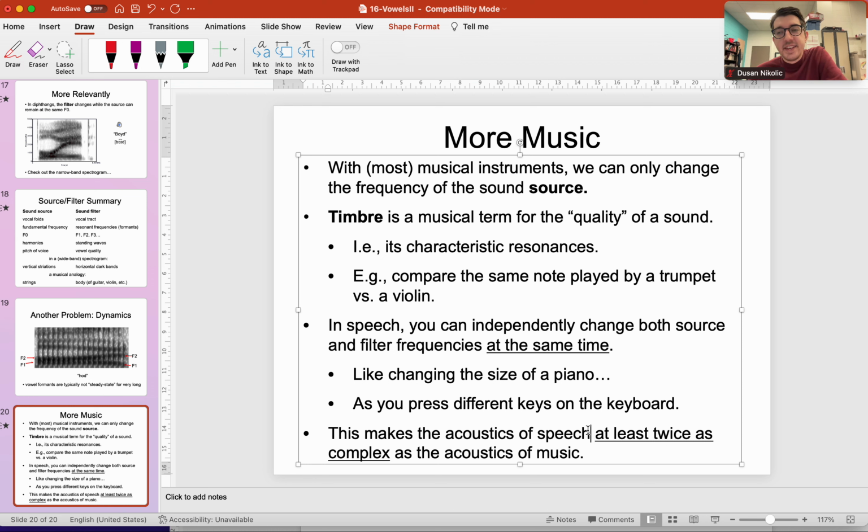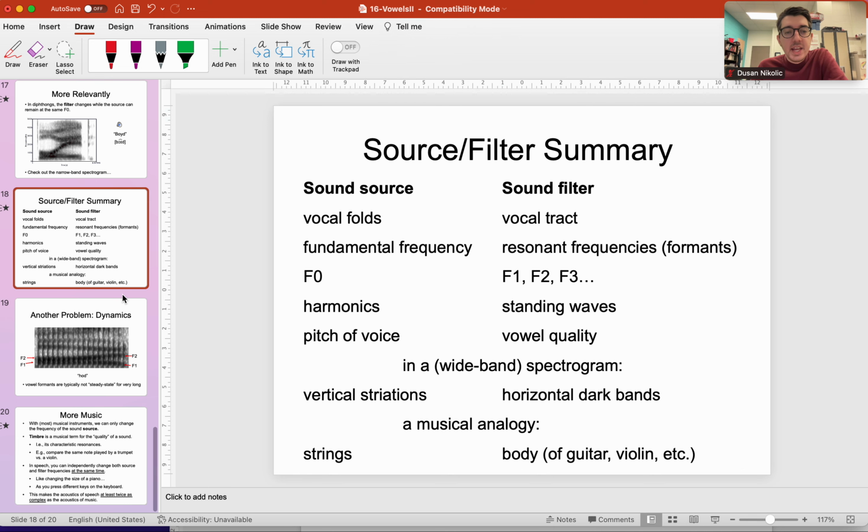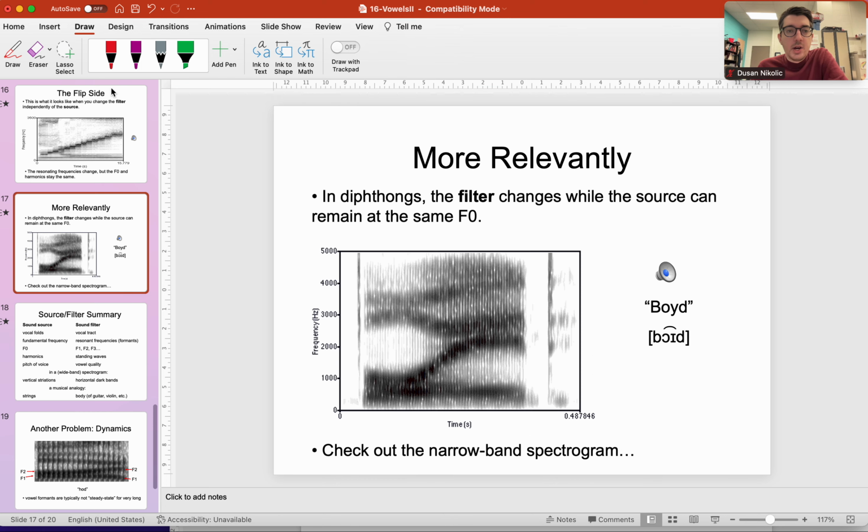Yeah, and that's the moral of the story. It is complex, but hopefully with the source filter theory, now we understand more about our vowels.